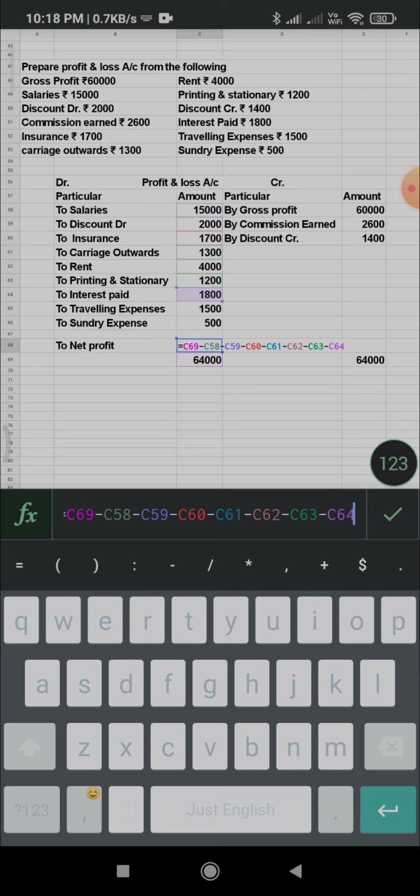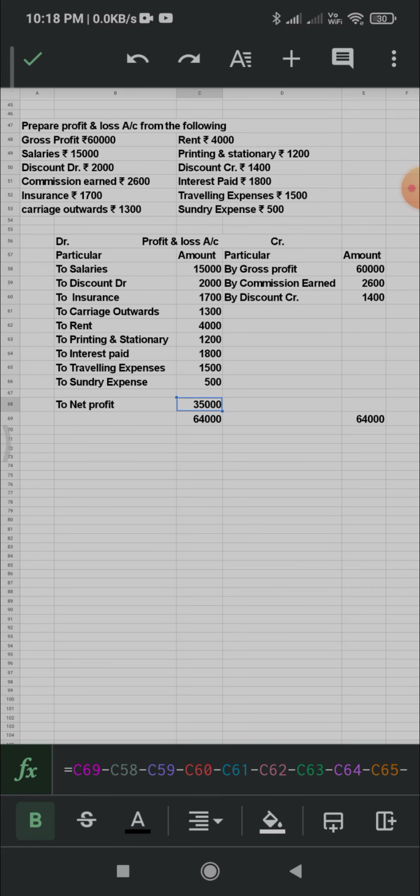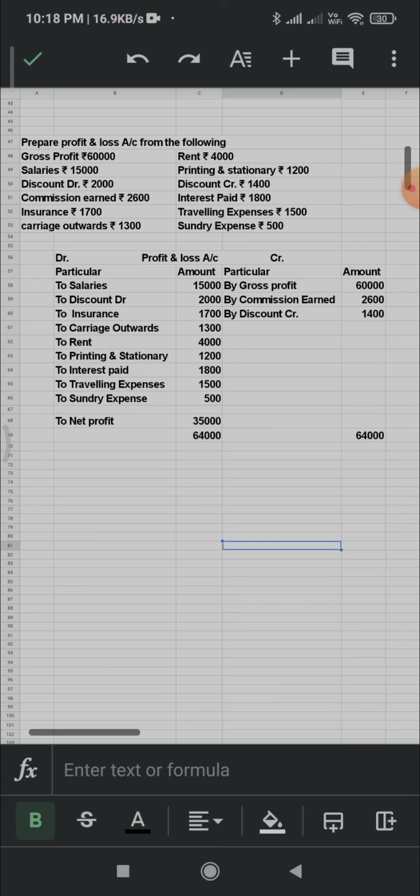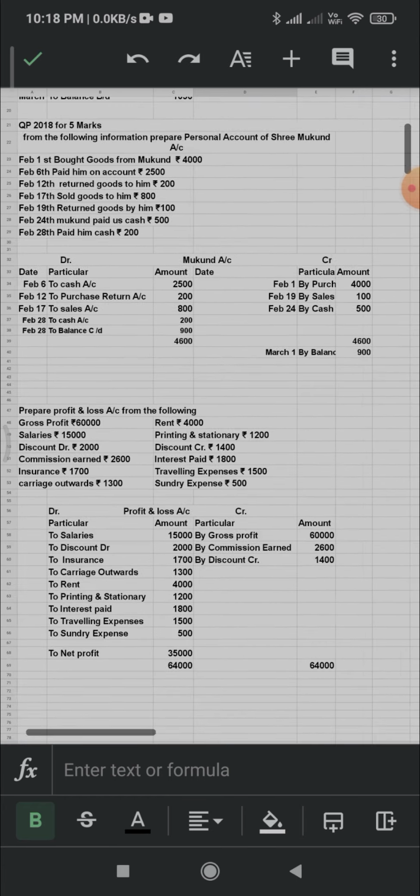This is one of the main works of the Excel sheet. See now, what is the net profit I got here? Net profit is 35,000. I just put 64,000 minus the expenses, and the Excel sheet calculated it automatically. What is the answer you got? 35,000. This is also one of the 5 marks questions.